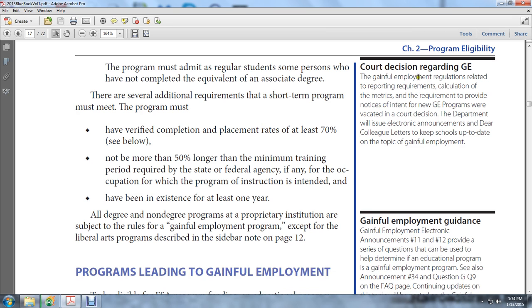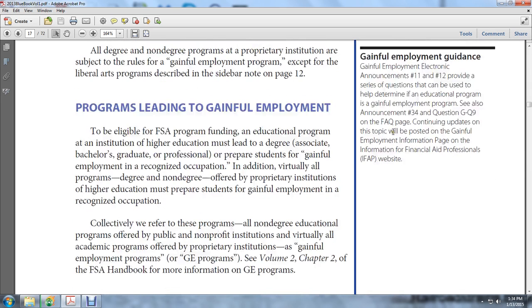Here's the court's decision regarding gainful employment. The gainful employment regulations related to reporting requirements, calculation of metrics, and requirements to provide notice of the intent to offer new GE programs were vacated in the court decision. The department will issue electronic announcements and Dear Colleague letters to keep schools up to date on gainful employment topics.